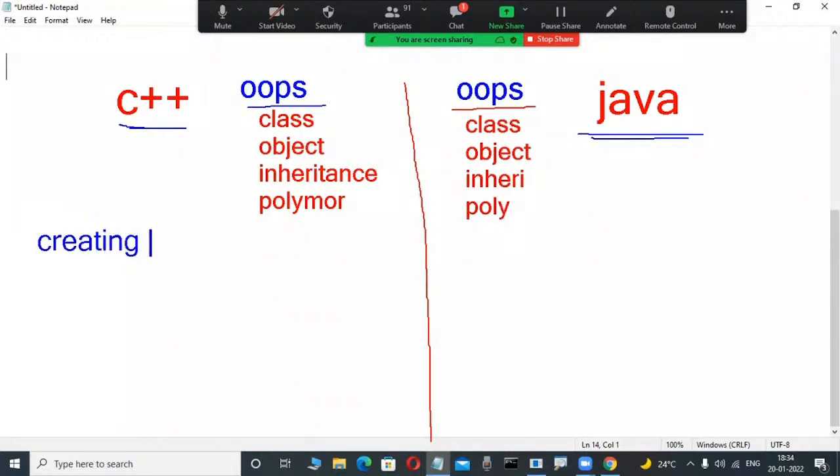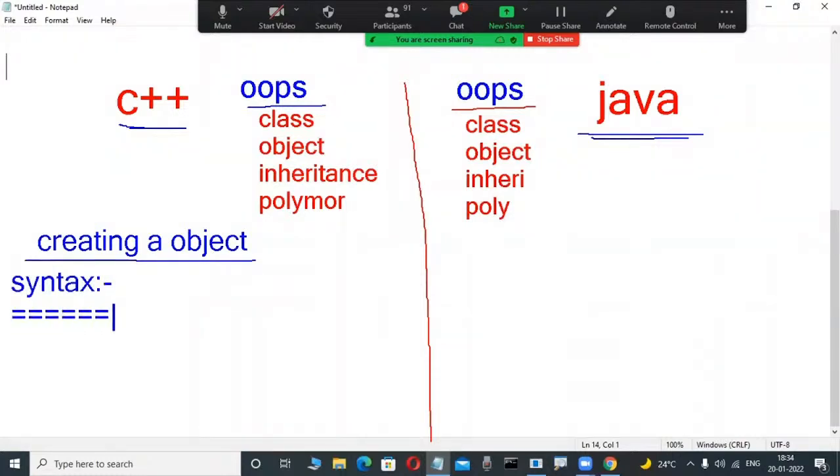Creating an object from the class, what is the syntax in C++? Observe here. Many of you have an idea. Slowly observe here, this is where the difference is. The syntax is class name, space, object name. This is the syntax to create an object from the class in C++.